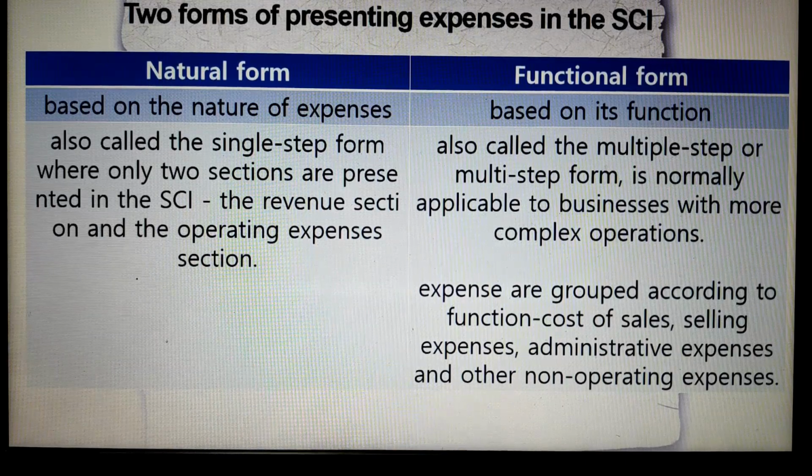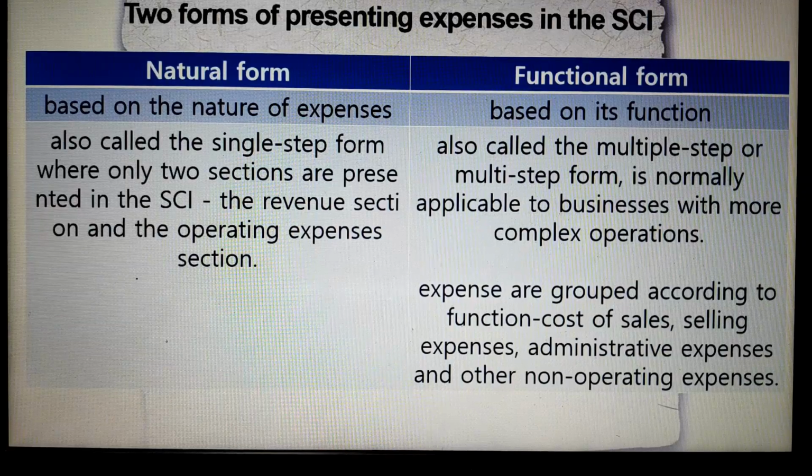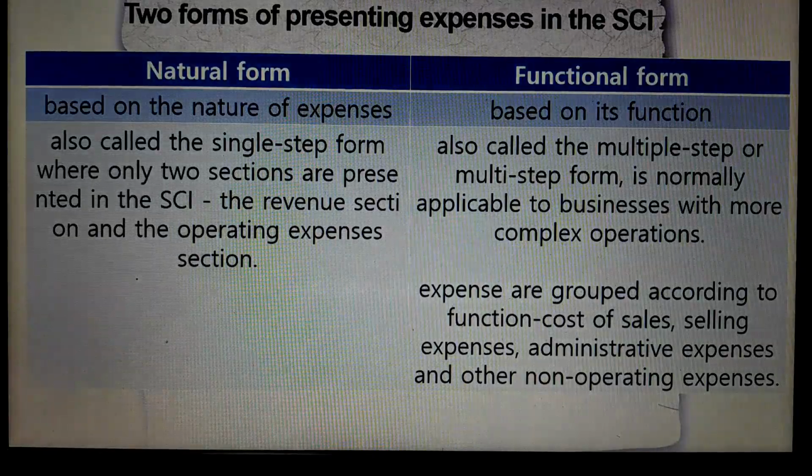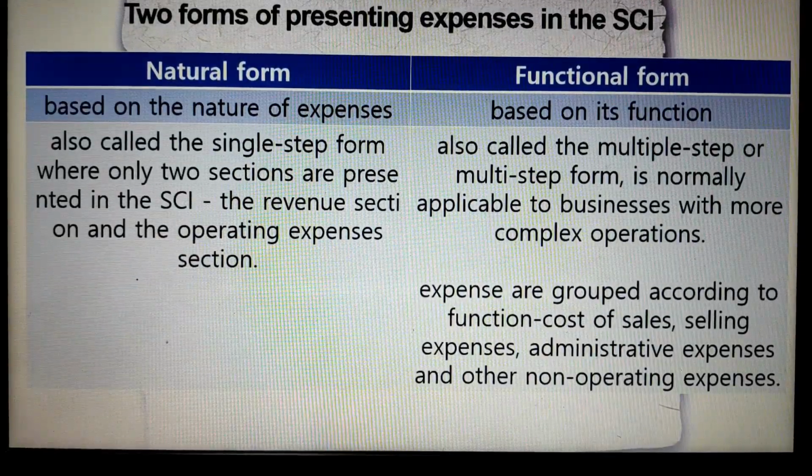Next, for the functional form, based on its function, is also called the multiple step or multi-step form, is normally applicable to businesses with more complex operation. Expense are grouped according to function, such as cost of sales, selling expenses, administrative expenses, and other non-operating expenses. So the functional form, we will be discussing about this on the next video. So ang atong focus ani nga video is the single step.